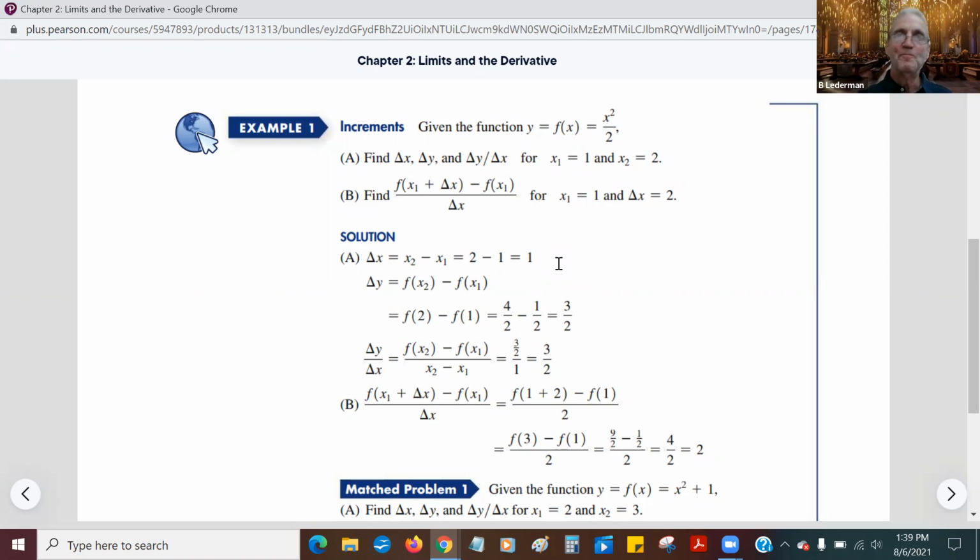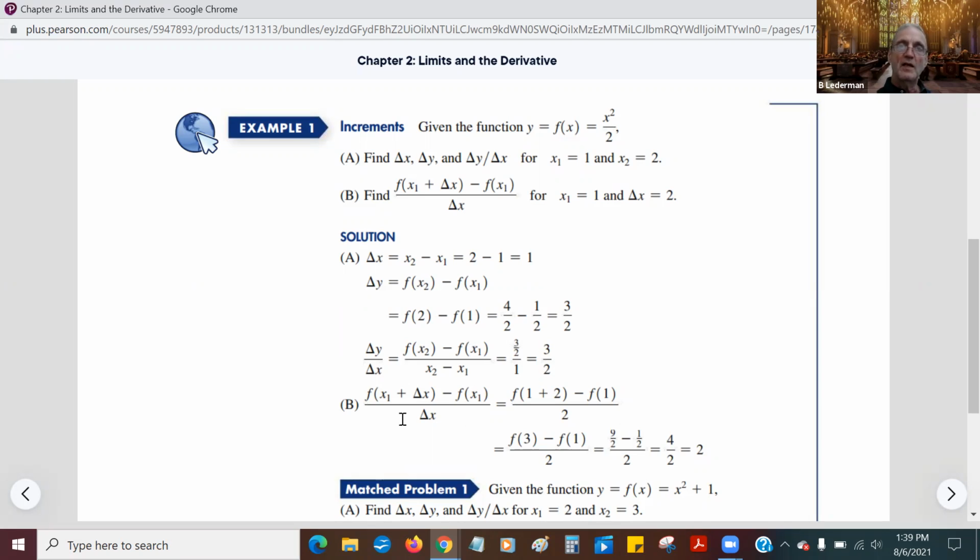So delta y is f of x2 minus f of x1. And that's just going to be f of 2 minus f of 1, which is 2 squared divided by 2 minus 1 squared divided by 2, which winds up being 3/2. And finally, delta y divided by delta x is just 3/2 divided by 1, which is 3/2.